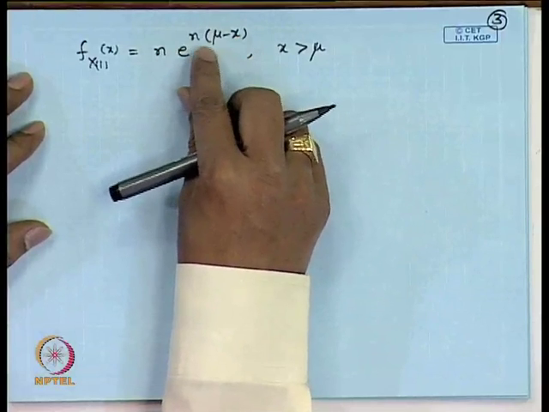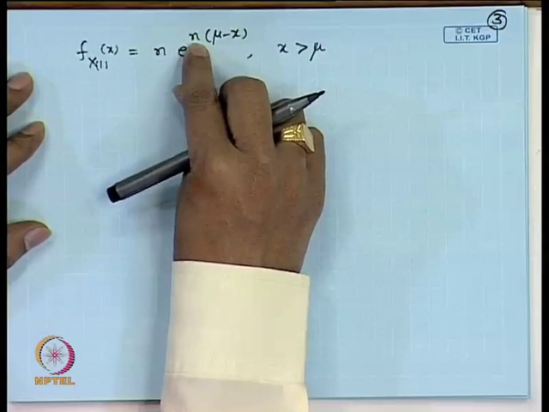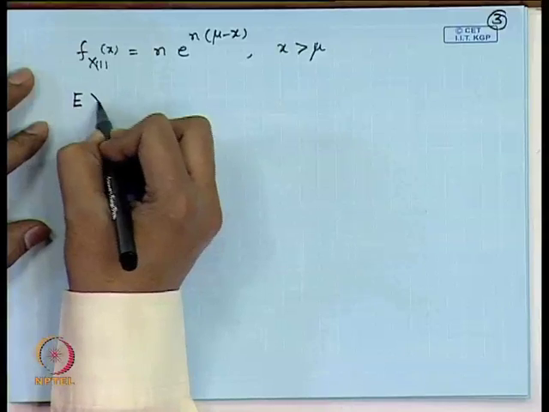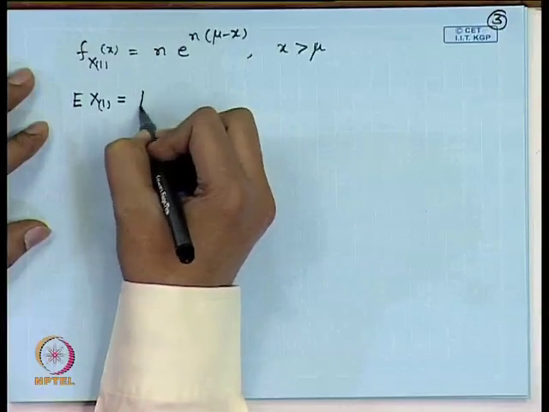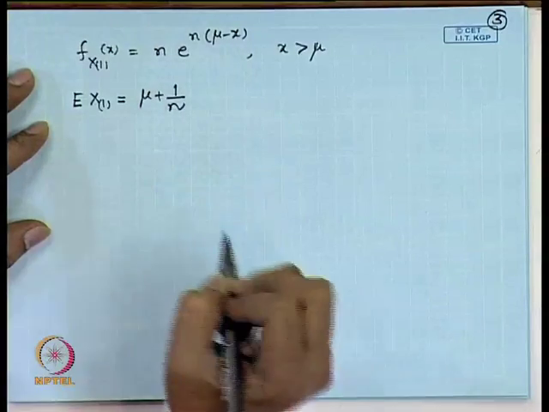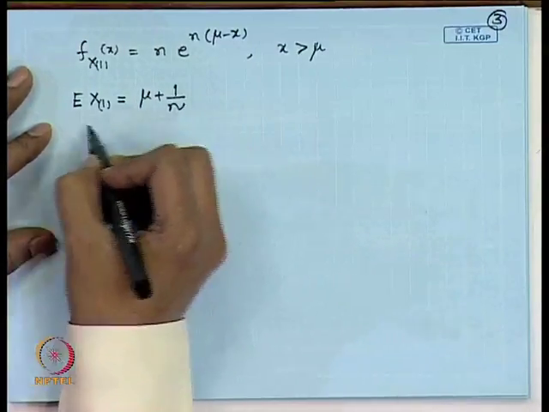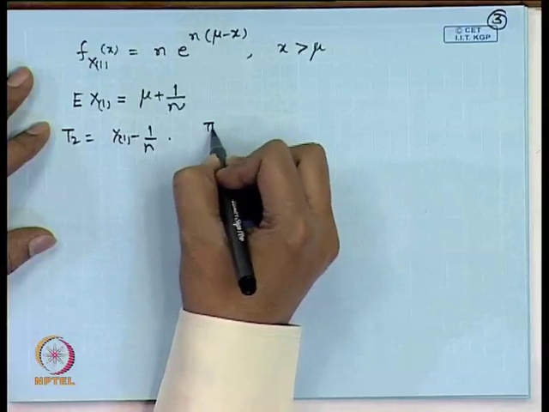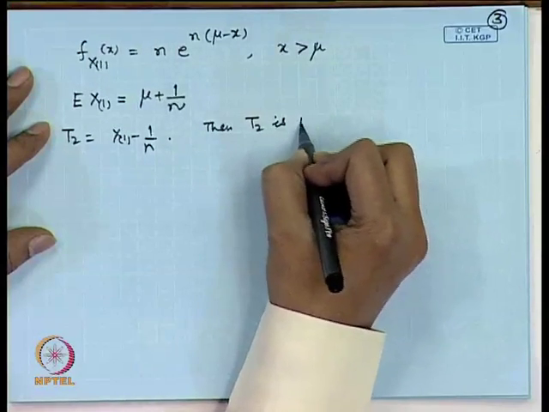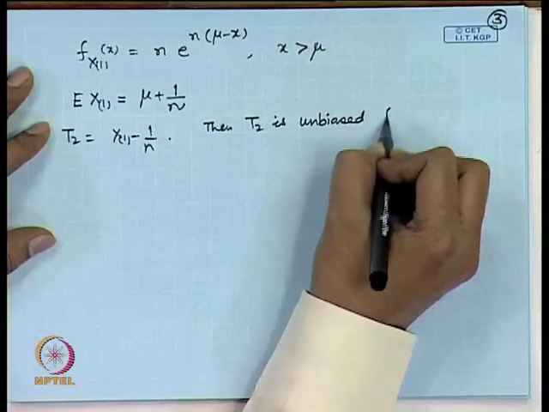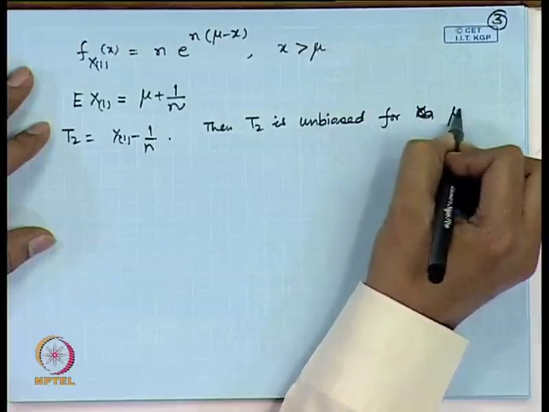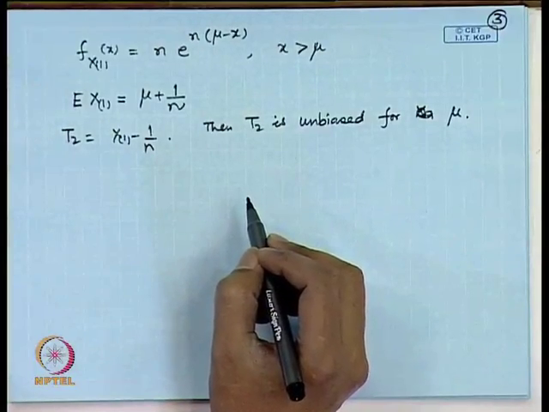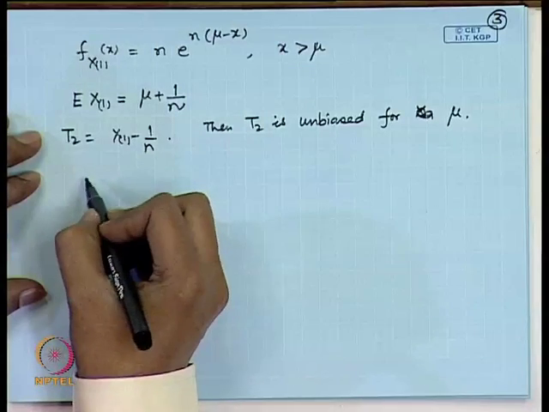Now, this is the usual 2 parameter exponential distribution. Here the scale parameter is 1 by n and location parameter is mu. So, if I consider the expectation of x1, that is equal to mu plus 1 by n. So, if I take T2 as x1 minus 1 by n, then T2 is also unbiased for mu. So, I have got another unbiased estimator.